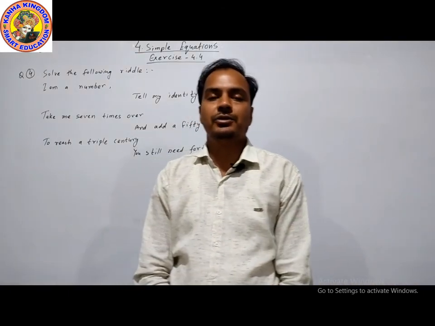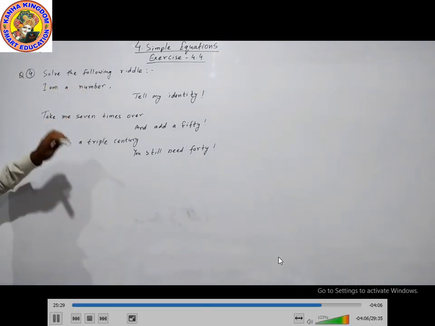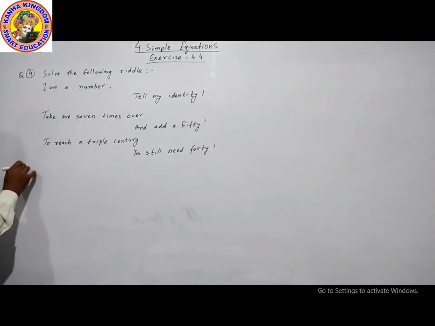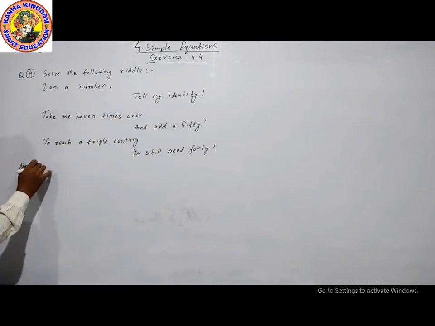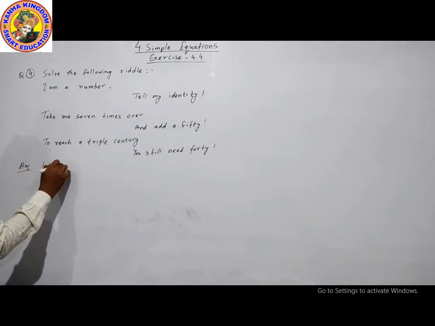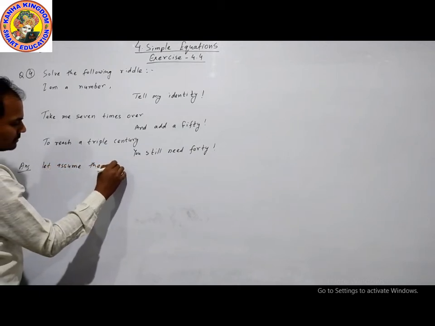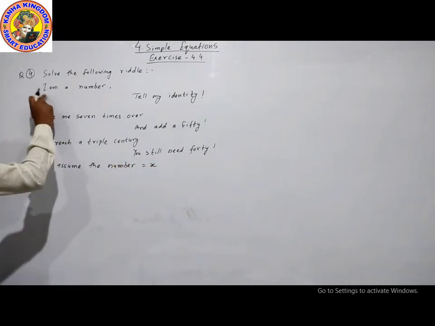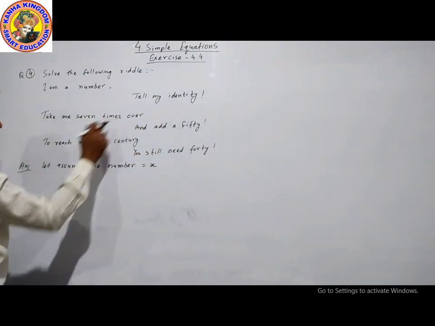Now our last question from this exercise is question number 4. Solve the following riddle. I am a number. Let's assume the number is x. Tell my identity. Take me 7 times.